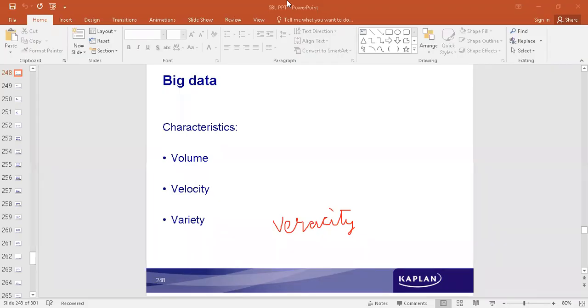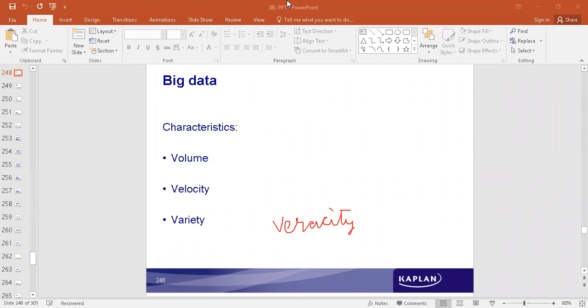Then the third V is about variety. The data that is captured is in various forms. A variety of data is captured, which is analyzed. Anyway, the quantitative data is analyzed. The data that is in the form of facts and figures, the numbers, the quantitative terms, it's easy to analyze.